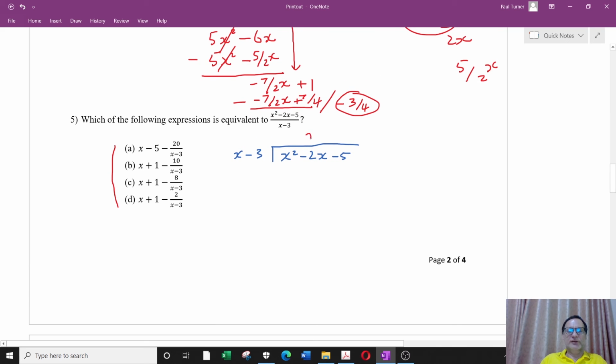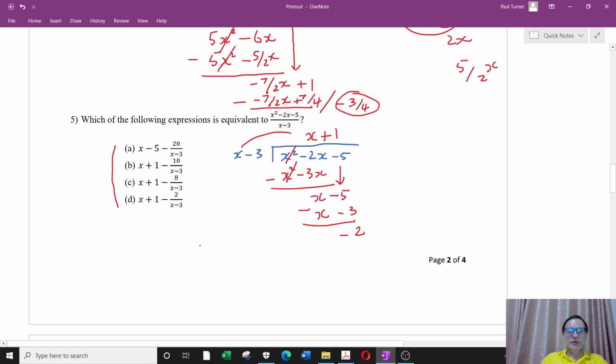So we can see this has to be x times x squared, x times minus 3, minus 3x, subtract. So this will cancel. Minus 2 plus 3 will give you x. Drop down the minus 5. Okay, so now we have x. So this would have to be 1, yeah? So 1 times x is x. 1 times minus 3, minus 3. And subtract, minus 5 plus 3, minus 2.